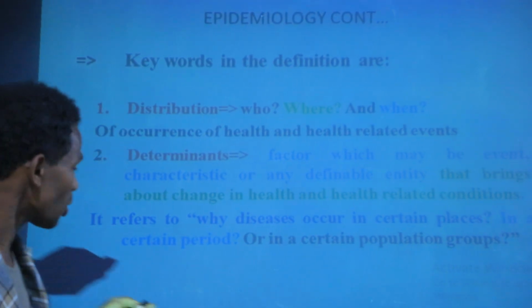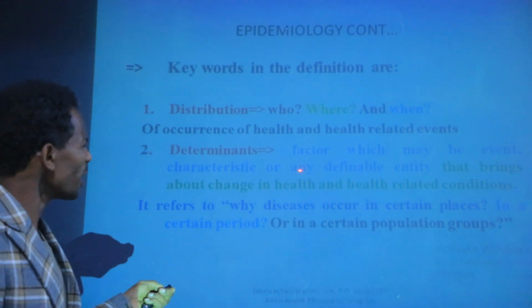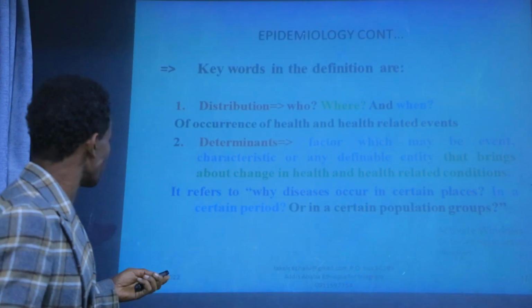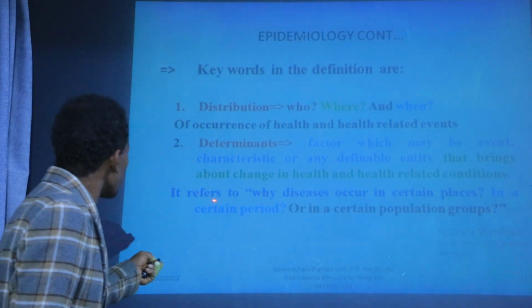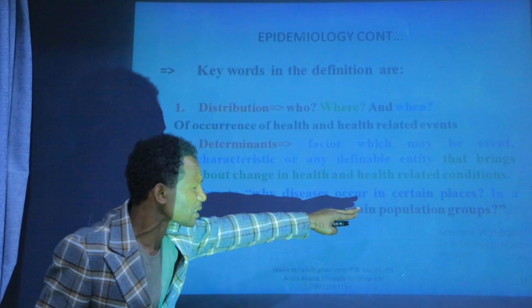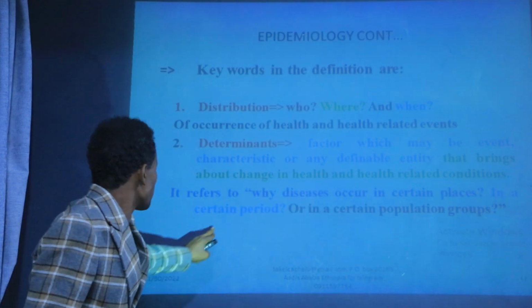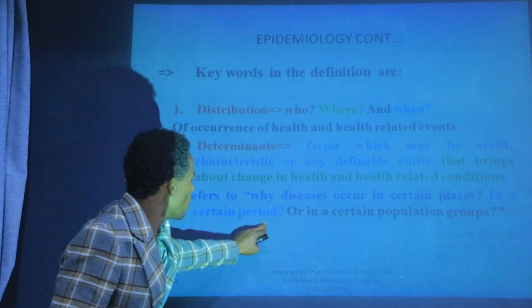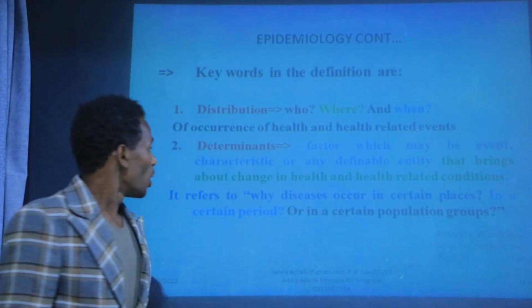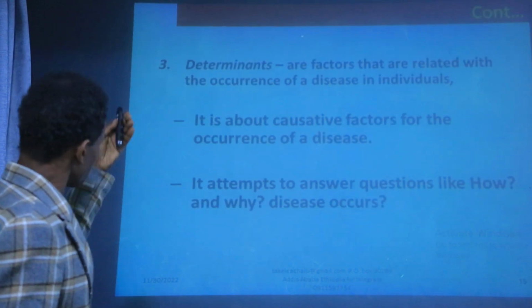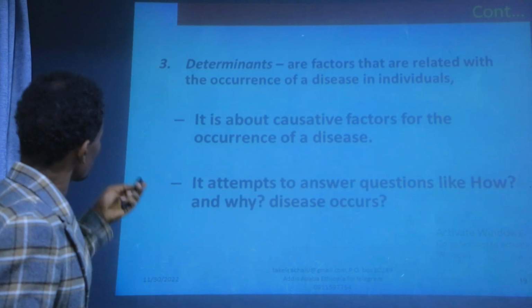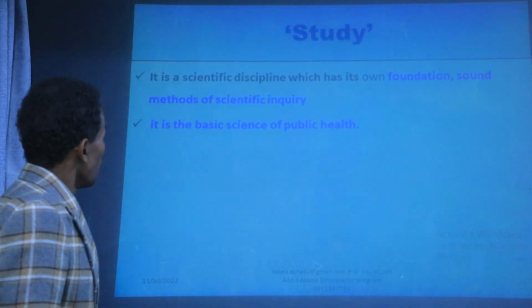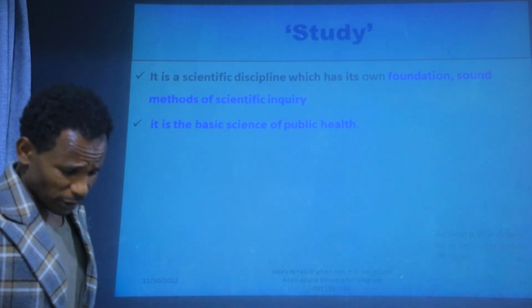The third one is determinants. That is a matter of factors, such as biological and climate factors. It refers to why diseases occur in a certain place or in a certain period, which means it reflects why disease occurs in a certain breed or in a certain population group. That is all about the several definitions of determinants, frequency, and distribution, the very beginning of the definition and meaning of epidemiology.